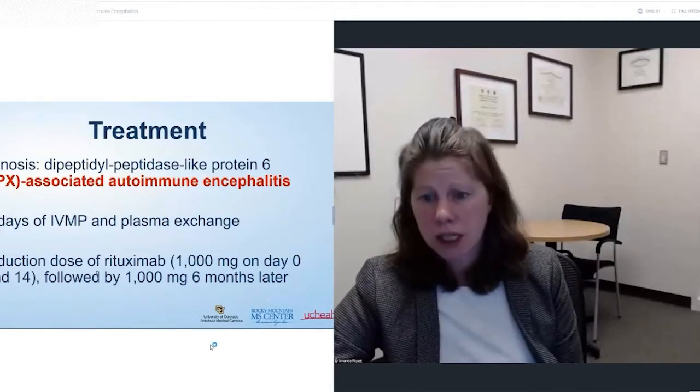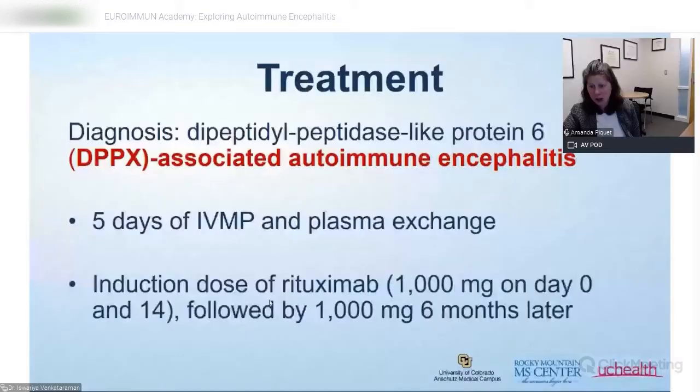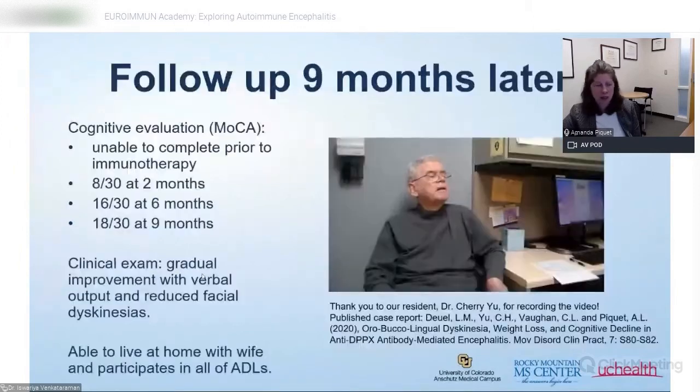He was treated in the hospital with steroids and plasma exchange for a total of 5 days. He got started right away in the hospital on an induction dose of rituximab, which was 1,000 milligrams, and then 2 weeks later, another 1,000. And he continues on maintenance dosing, and he got another 1,000 milligrams 6 months later. And at that point, this is the follow-up that we have at 9 months.